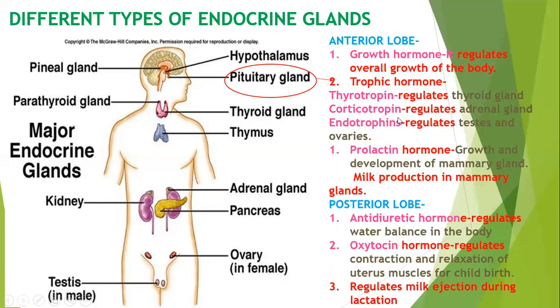Corticotropin hormone, which regulates the secretions of the adrenal gland. Gonadotropin hormones, which regulate the secretions of the testis and ovary. Together they are called gonads. The third hormone which is secreted by the anterior lobe is prolactin hormone, which regulates the growth and development of the mammary gland. And it also helps in production of milk in the mammary glands of females.